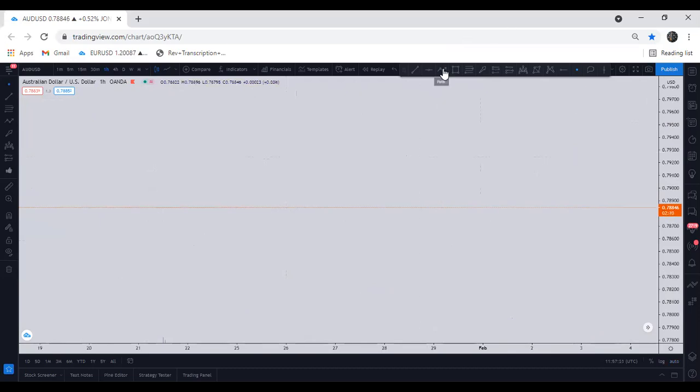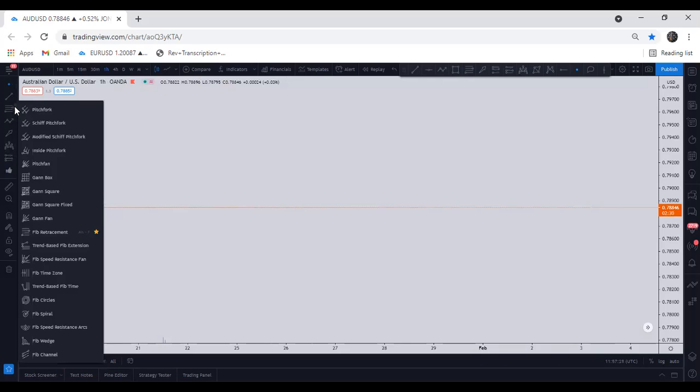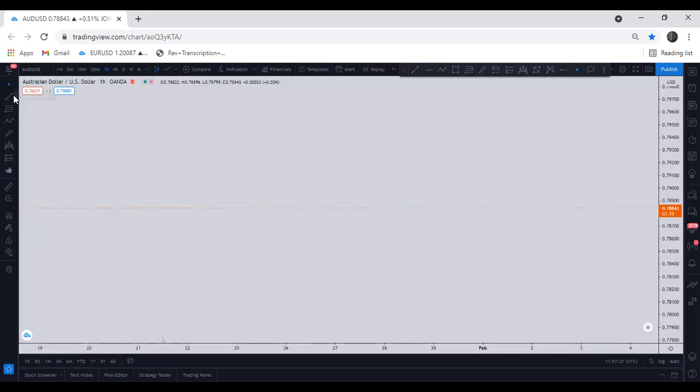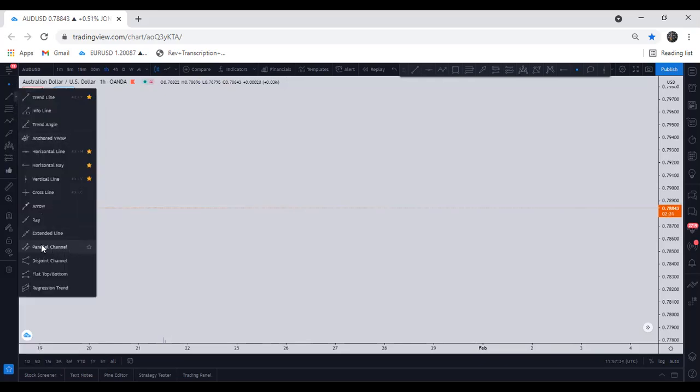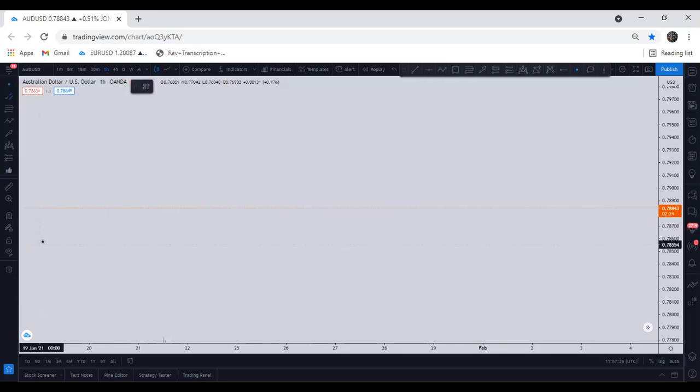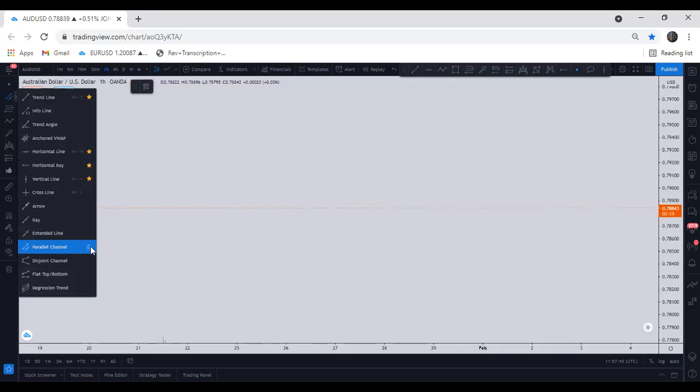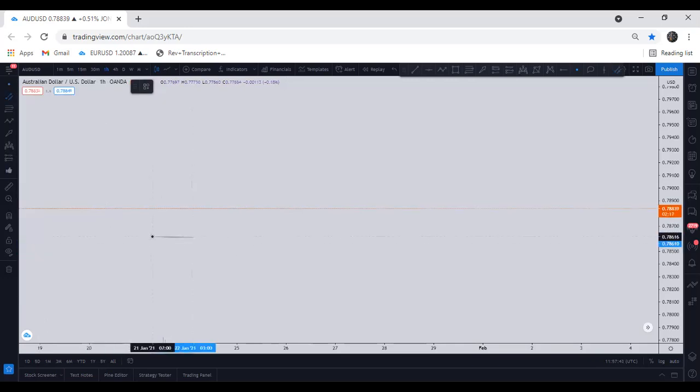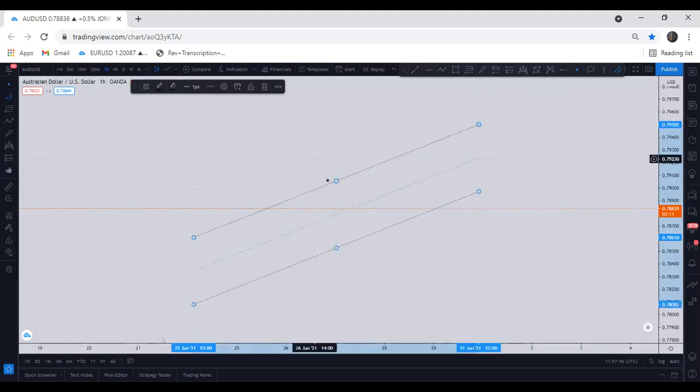So let me just say a channel. Let's go to this TradingView. Where is the channel? Parallel channel, right? Let me just switch it, put it on my screen. Yeah, parallel channel, it's something like this, right?